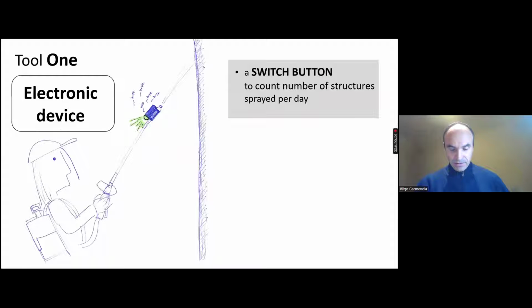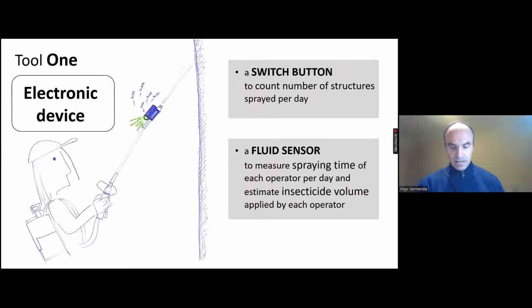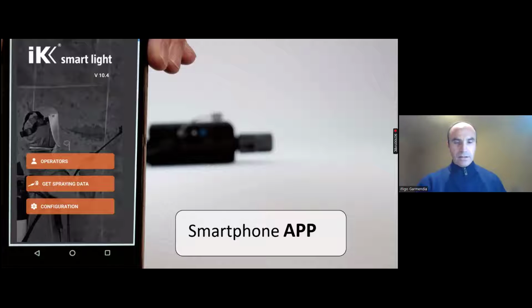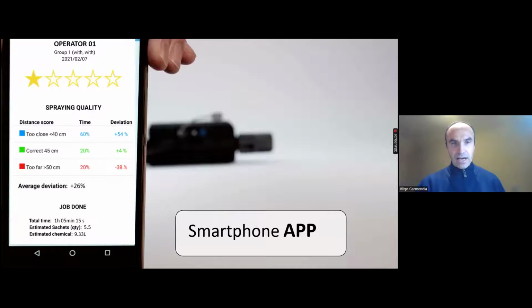This electronic device will also be equipped with a switch button to count the number of rooms or houses sprayed per day, and with a fluid sensor to measure the spraying time of each operator and estimate the insecticide volume spread. The second tool is a smartphone app that will collect all data captured by the electronic device via Bluetooth and visualize the spraying results of the day.